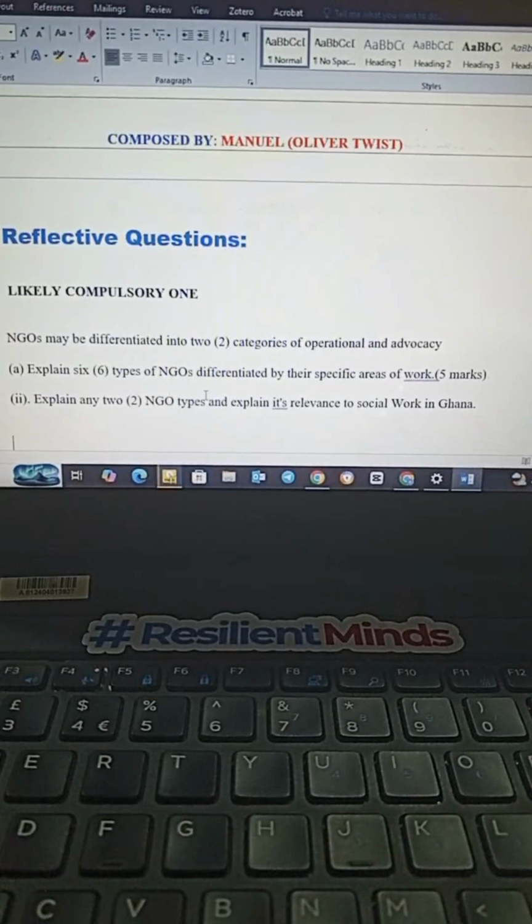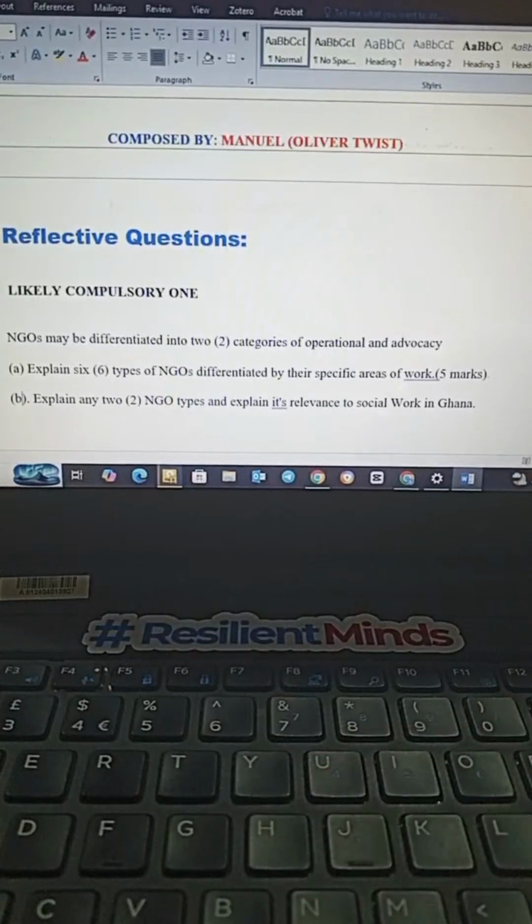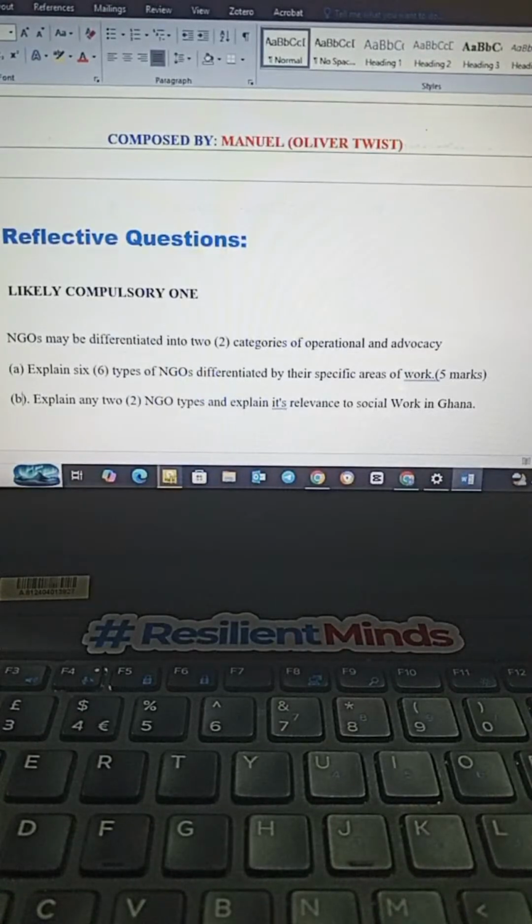The main question comes. So question number, sorry, this should be B, not I. It's the same thing. Okay. So the likely compulsory question number 1 says that we should explain the 6 types of NGOs differentiated by 8 specific areas of work.